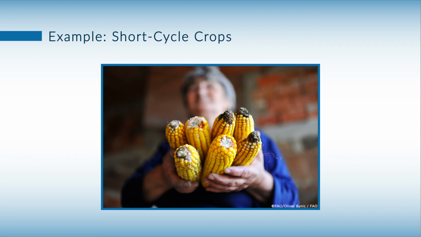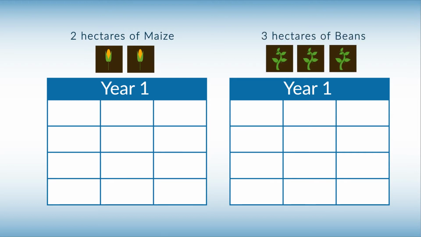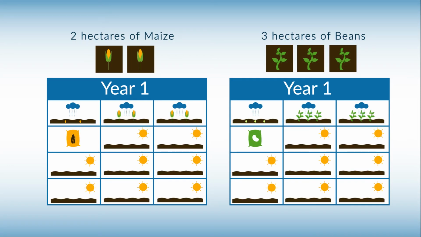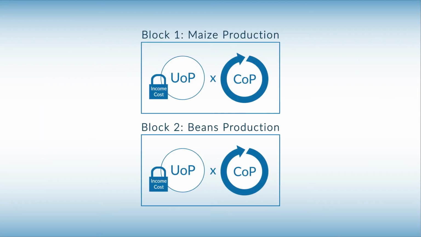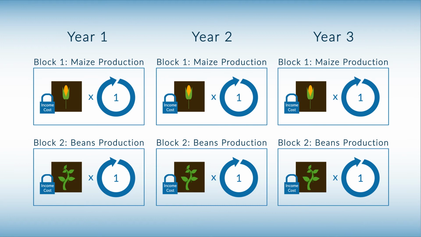To start, let's picture a 5-hectare farm dedicated to short-cycle crops. In our example, the farmer normally plants 2 hectares of maize and 3 hectares of beans each year. The cycle of production of each crop is around 4 months. The income and cost per unit of production per cycle are the same for each block year after year. If, however, changing conditions result in different costs or incomes, for example, new seed types allow an increase in yields, then we will have to define new blocks.